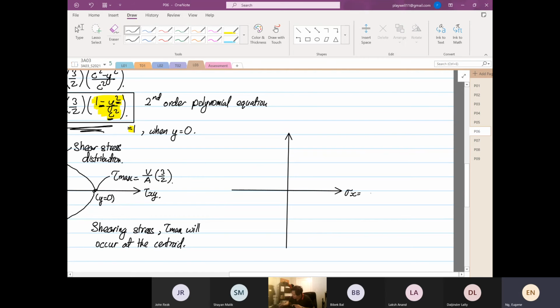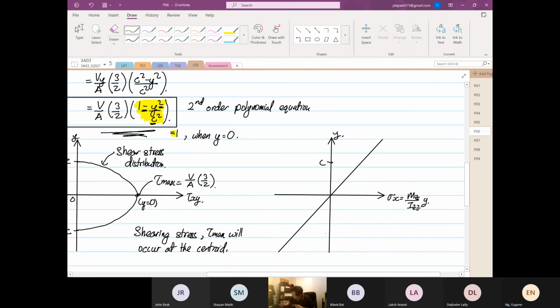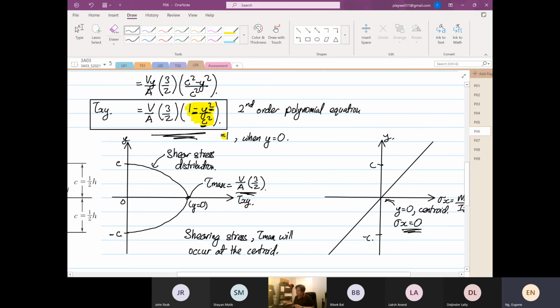If we were to draw the stress in the x direction, which is equal to Mz over Izz multiplied by y, and this is the y, and we are drawing a simple stress profile for normal stress distribution. So if this is our point C, this is our negative C. At y equal to 0, which is at the centroid, stress x is equal to 0. Whereas in shearing stress, when it's at the centroid, the maximum shear will occur. That is the difference between shear force and bending moment in this direction.